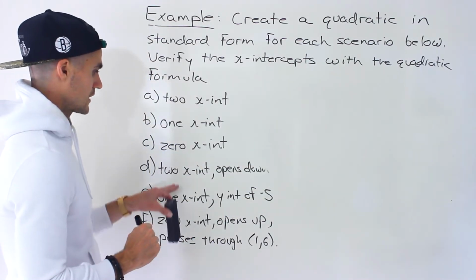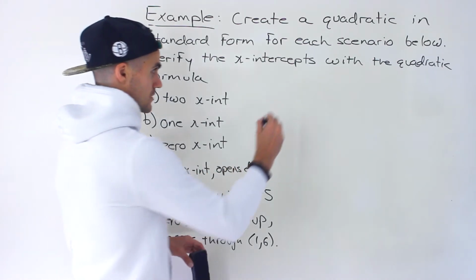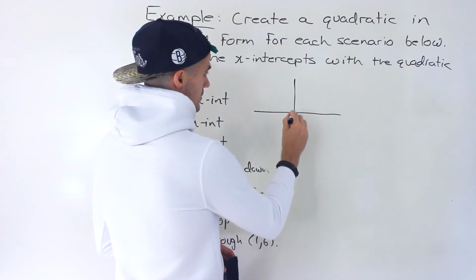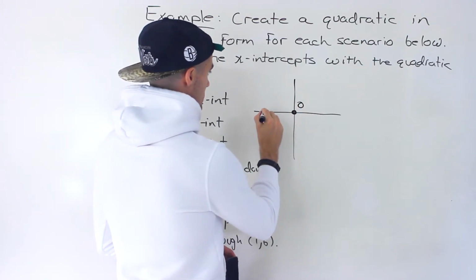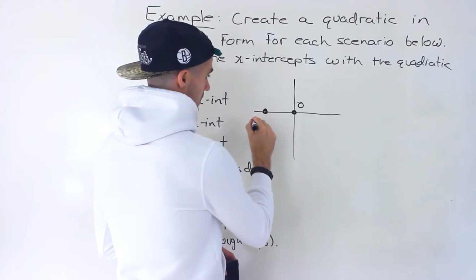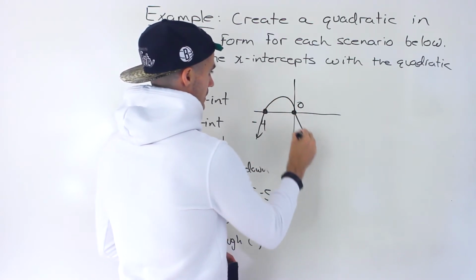Then in part D, they're saying there are 2 x-intercepts and it opens down. So again, let's draw something. Let's do it a little unique now. Let's get an x-intercept of 0. Let's have it go through the origin. And then let's put an x-intercept here, -4. So let's say something like this.